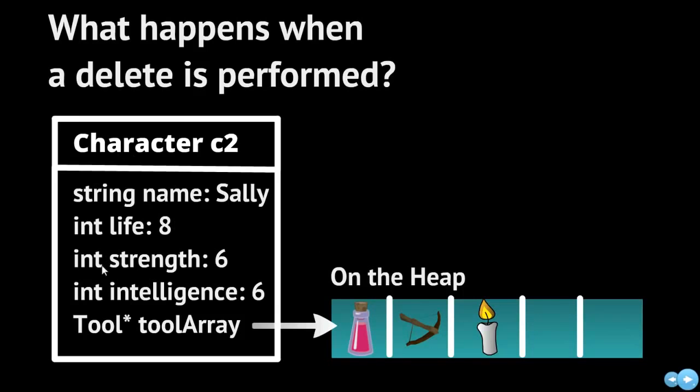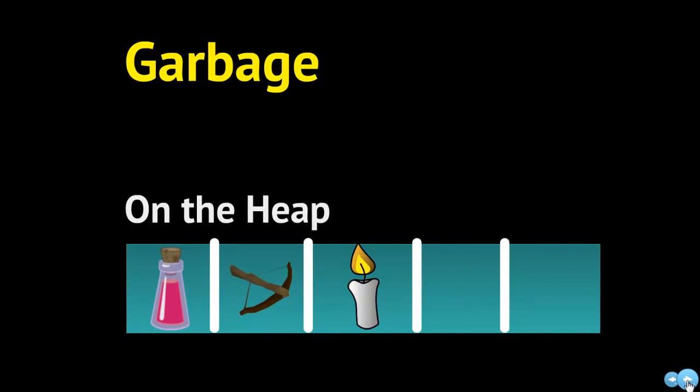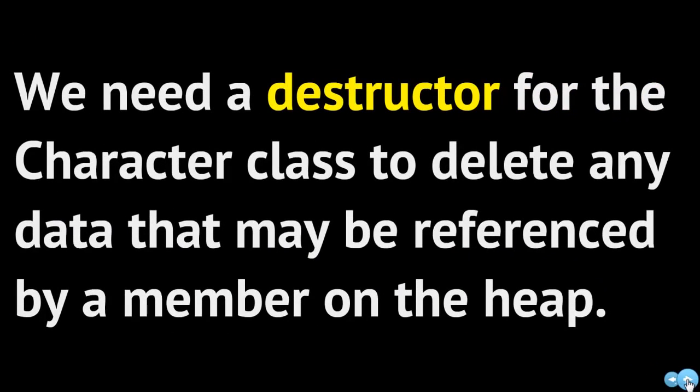Even if we had created this out on the heap, say that we'd used the keyword new, and then we'd go in and use the keyword delete and delete C2. Well, even in that case, it would only take care of this. It would still leave this part here out on the heap. So in either of those situations, we'd have garbage out on the heap. We would still have our tool array existing out on the heap with no way to get to it. And we don't want that to occur. So what we need to do is write our own destructor for the character class. And this is going to go in and take care of anything that we may be referencing out there on the heap.